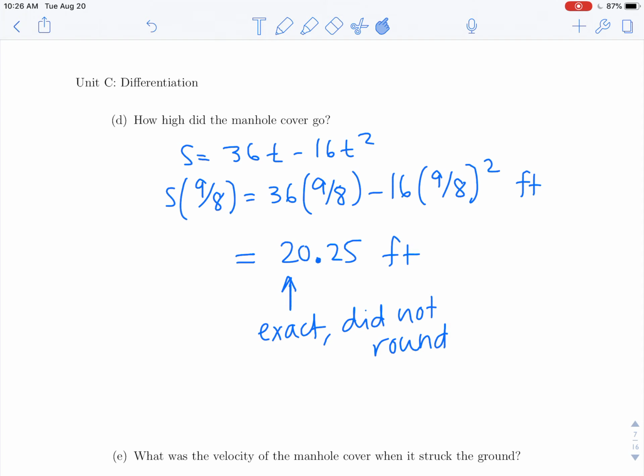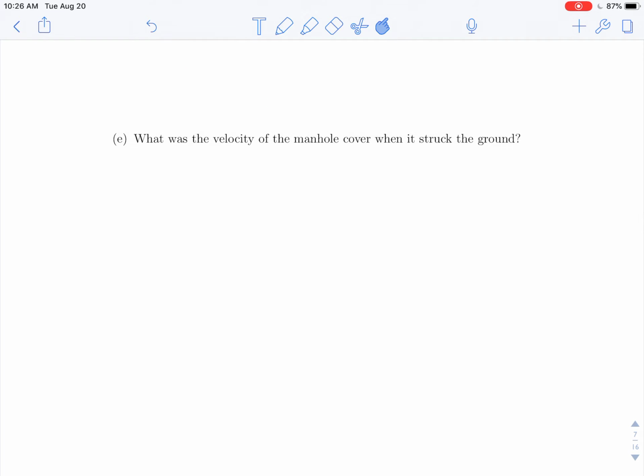Part E says, what was the velocity of the manhole cover when it struck the ground? Well, we don't know when it struck the ground, and so that's the first thing that we'll have to figure out: when did the manhole cover hit the ground? So the position function was S equals 36t minus 16t squared. And so if we want to know when the manhole cover struck the ground, we want to know when that position function gives us a 0, because that represents ground level. So 0 equals 36t minus 16t squared.